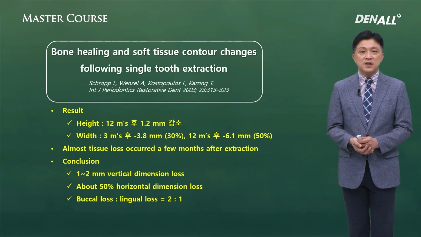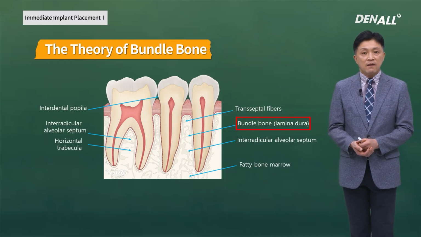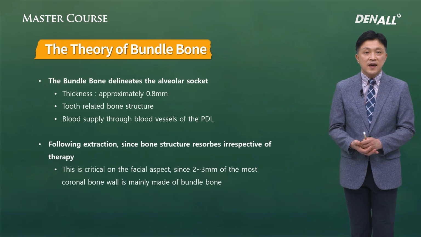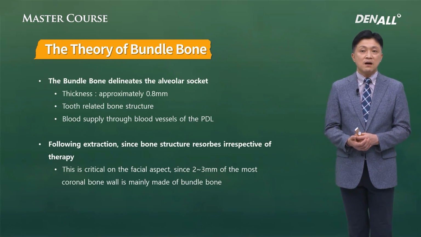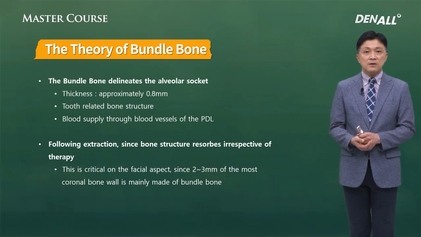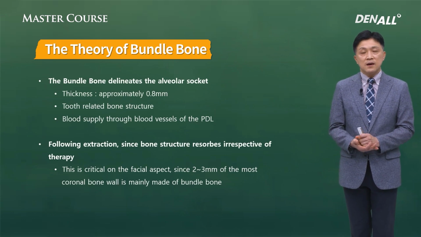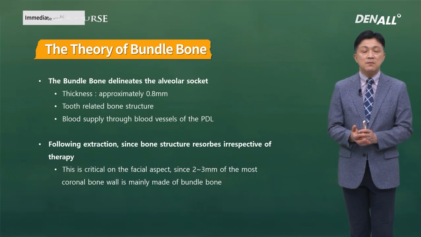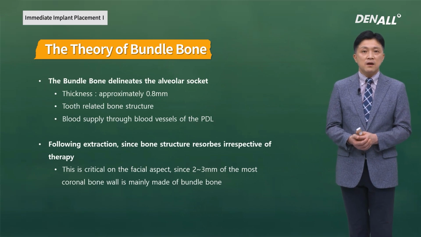There are many theories. What is really credible is the bundle bone theory. I'm going to give you an example of bundle bone. This is bone with a PDL. In other words, it receives blood supply from the PDL and maintains vitality. This is called bundle bone. You can see bundle bone in the septal bone of a molar. The 2 to 3 millimeters of the coronal part of the upper anterior is bundle bone.